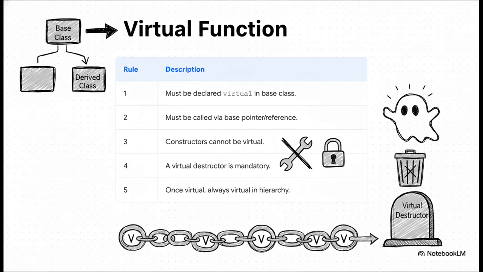Now, pay attention to Rule 4, because this one is a huge deal. If your class has any virtual functions, you absolutely must give it a virtual destructor. Why? Because if you don't, and you delete a derived object through a base pointer, only the base part gets cleaned up, and you've just created a memory leak. It's a classic C++ trap.